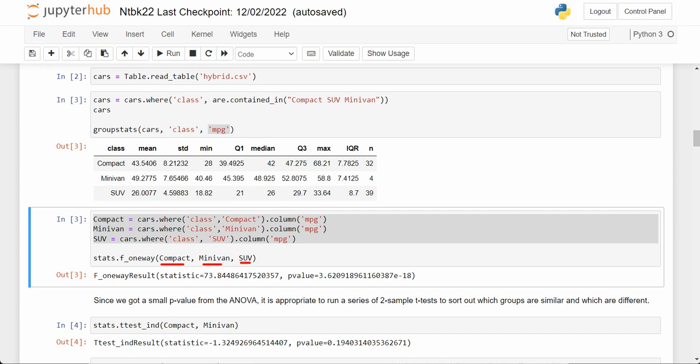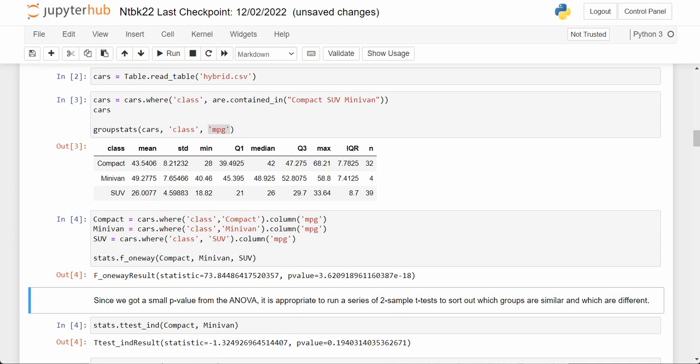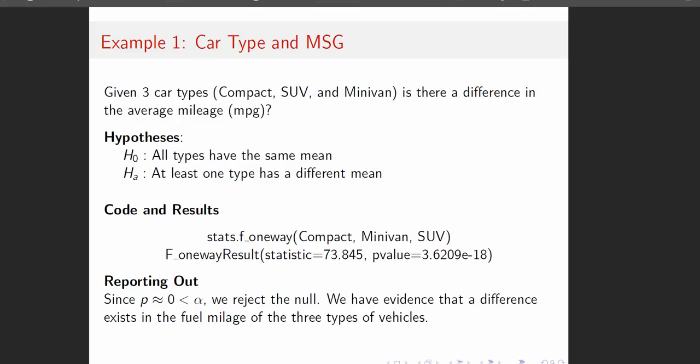Does the order matter? No, it does not. You'll notice that we do it in the same order that we created them here, but the order doesn't matter. You will get the same p-value regardless of the order that you put them in. Okay, and what p-value do we get? Well, let me get rid of the ink and run this cell, make sure that we're up to date. The p-value is 3.6 times 10 to the negative 18th. Okay, times 10 to the negative 18th.